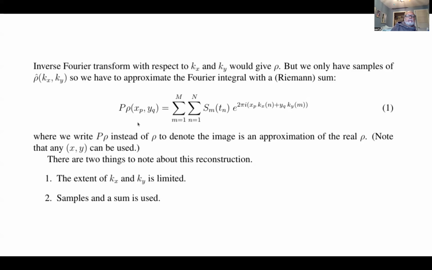So rho is what the image came from, the actual head. But the image that we get is an approximation. So that's why I use P rho. It's an approximation of what we get. And that approximation is a limited field of view and limited resolution. So those are the approximations that happen when you do this.